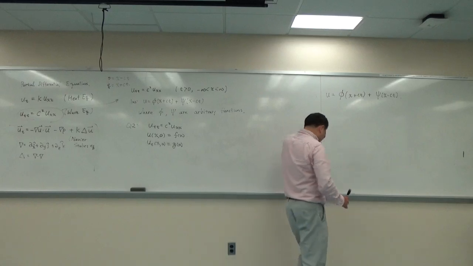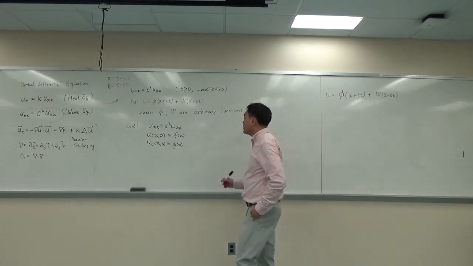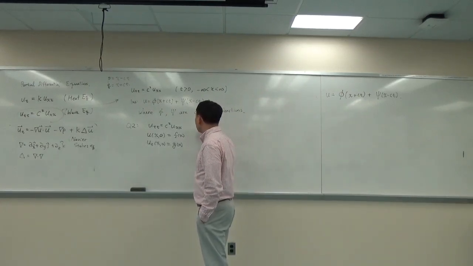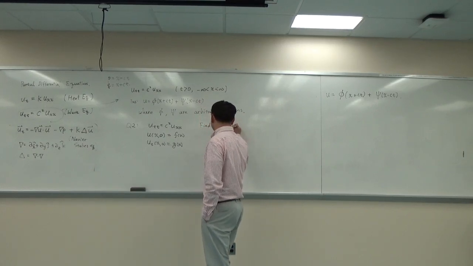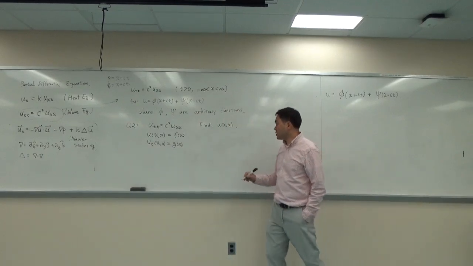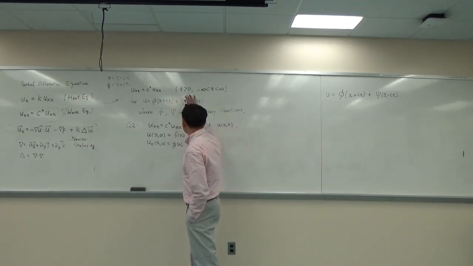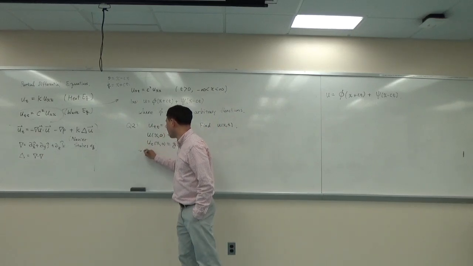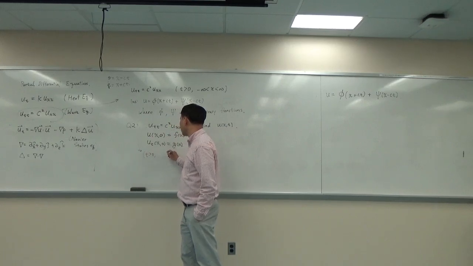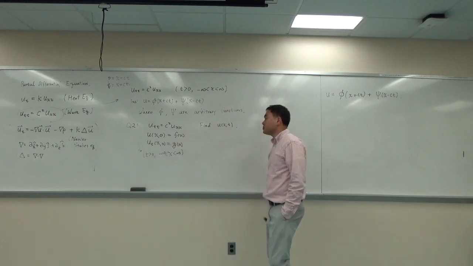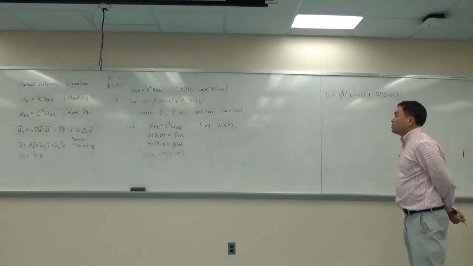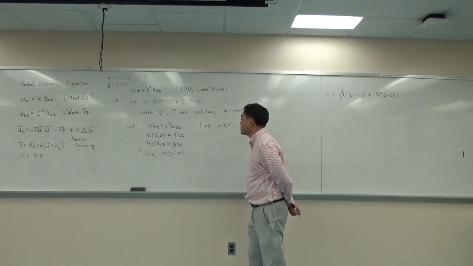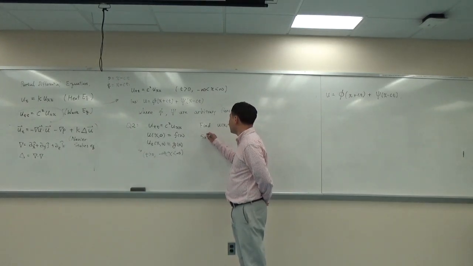So that's one thing. And then I want to solve this. Find u(x,t). And I forgot to say that this is true again for t greater than 0, and x is between negative infinity and positive infinity. So let's try to solve it.